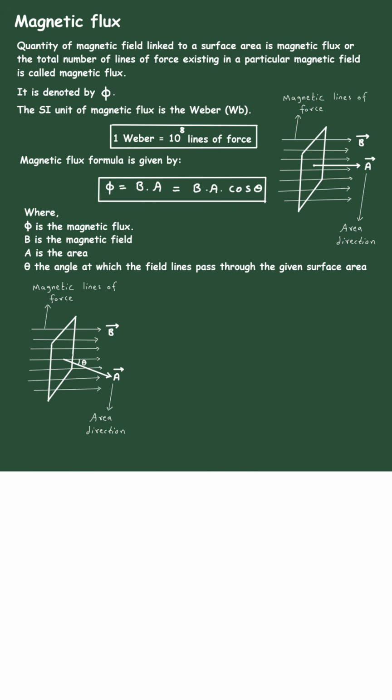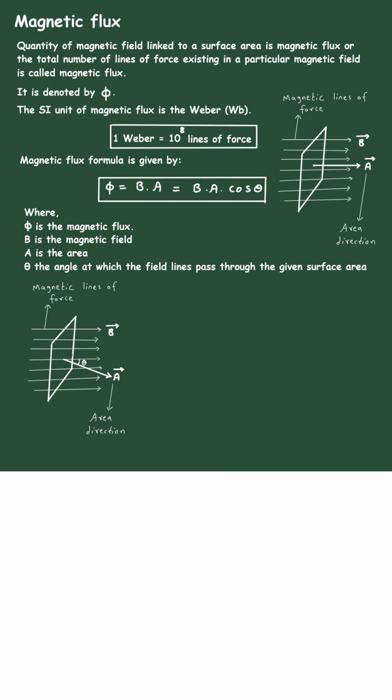When the magnetic field is perpendicular to the surface, that means it passes straight through. The angle θ is 0 degrees, and cos θ is equal to 1, so the magnetic flux is at its maximum. On the other hand, if the field lines run parallel to the surface, that is, at a 90-degree angle to the area vector, then cos θ becomes 0, and the magnetic flux is also 0, because no field lines are actually passing through the surface.